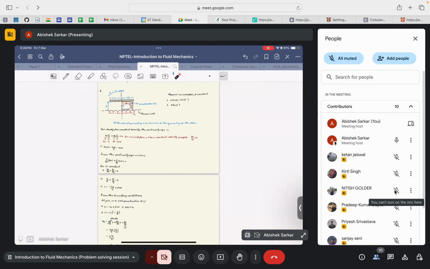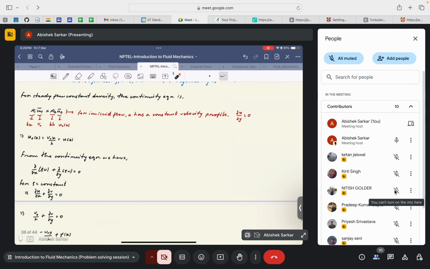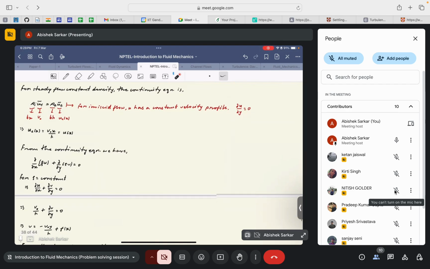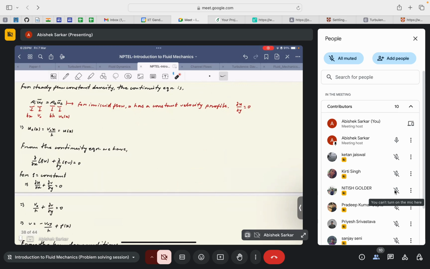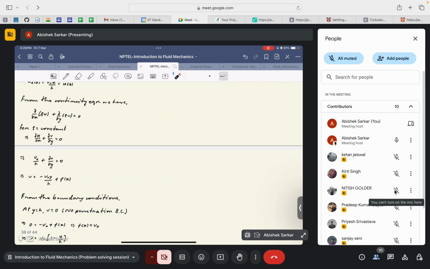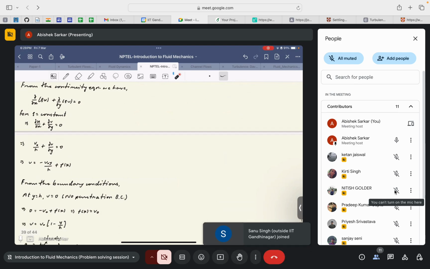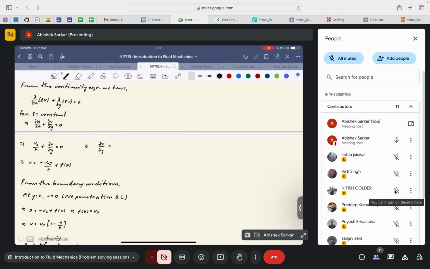Now u is given by V naught x by h, so dou u by dou x would simply be V naught by h, a simple substitution of u by V naught x by h. So we can write V naught by h plus dou v by dou y equal to 0. Now we can write dou v by dou y is equal to minus V naught by h. Now to find the expression for v, we need to integrate this equation again.